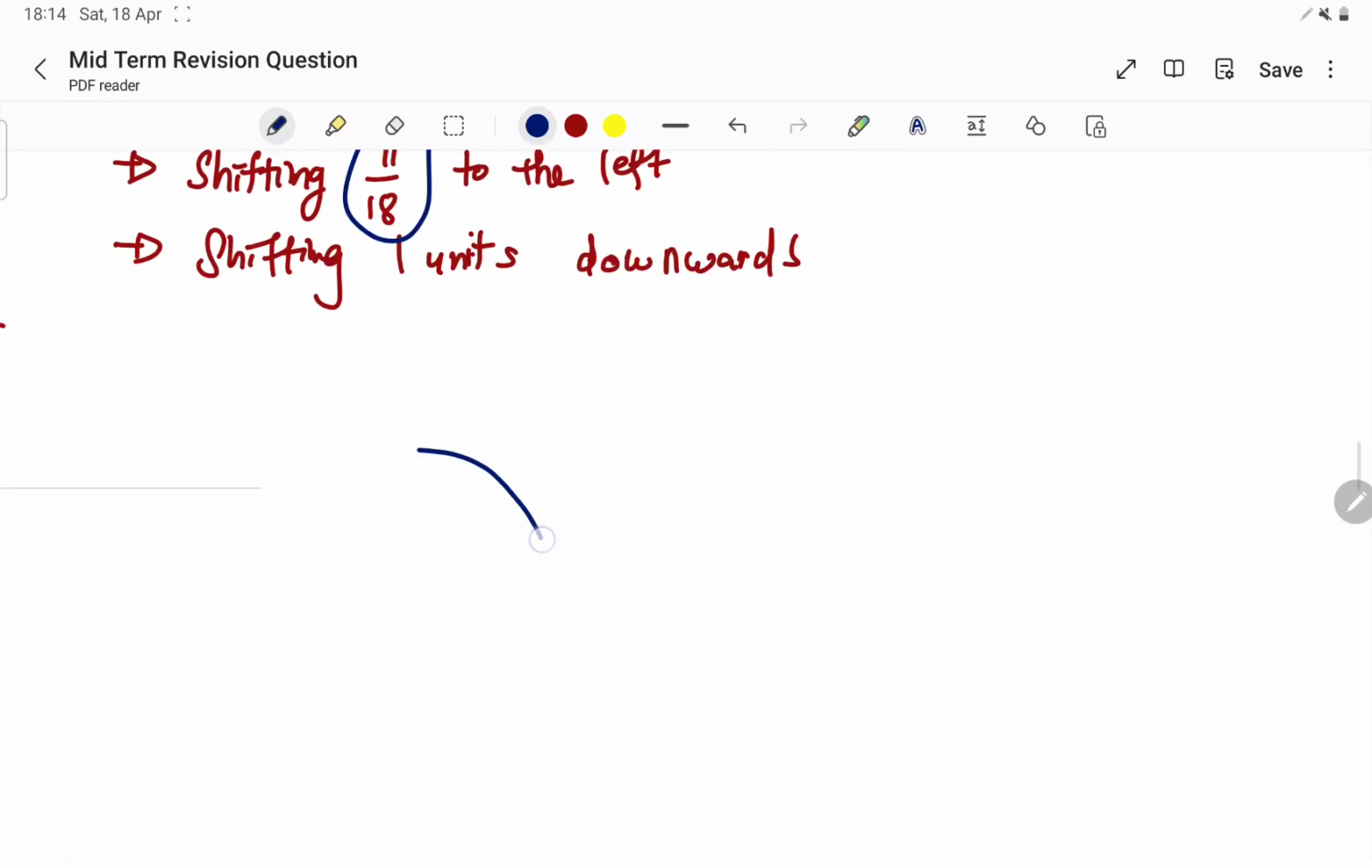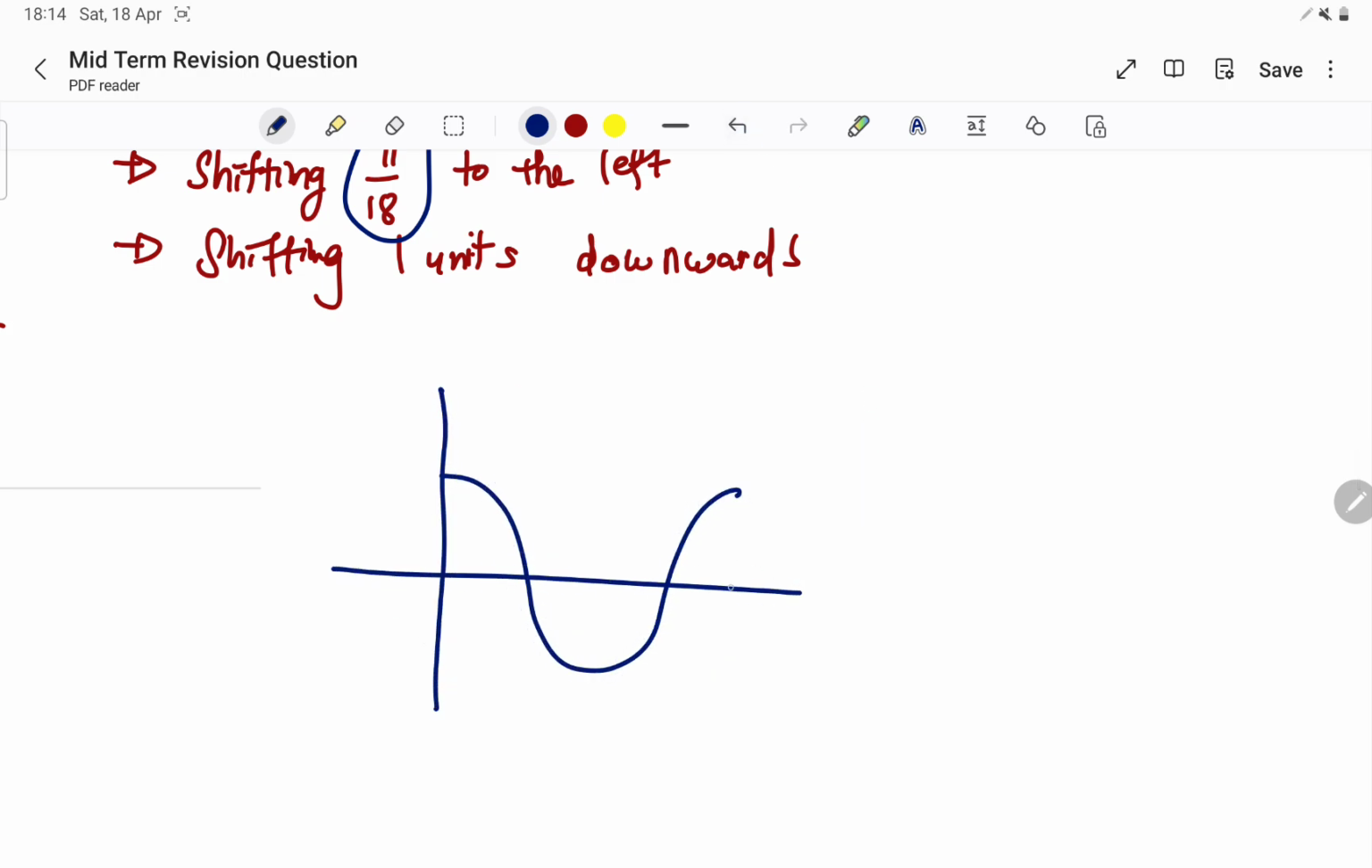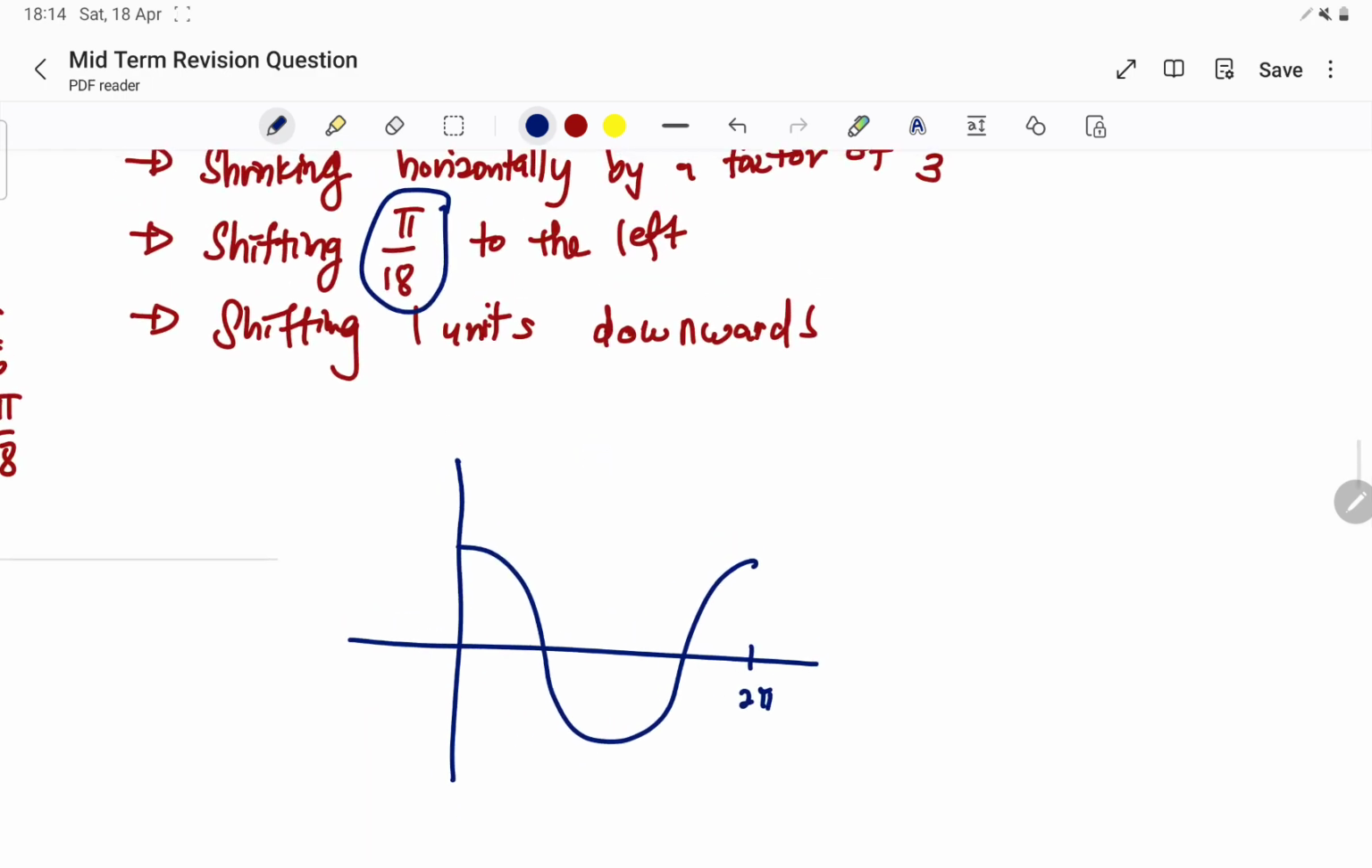So let's say if your graph is like this. This is your graph, and then it's up until 2 pi. So when they say you have to move pi over 18 to the left, by right you have to bring this guy, this one, you have to bring this pi over 18 to the left. You move like this.